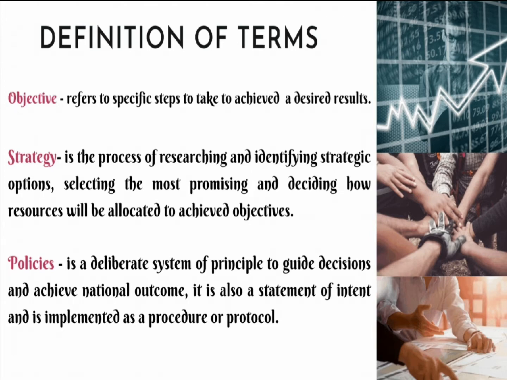Strategies tell you how you are going to get there, the overall direction that you are going, while policy is a deliberate system of principles to guide decisions and achieve national outcomes. It is also a statement of intent and is implemented as a procedure or protocol. As we all know, bureaucracies are bound by policies. So we already know the different terms. Now let's go to the examples.